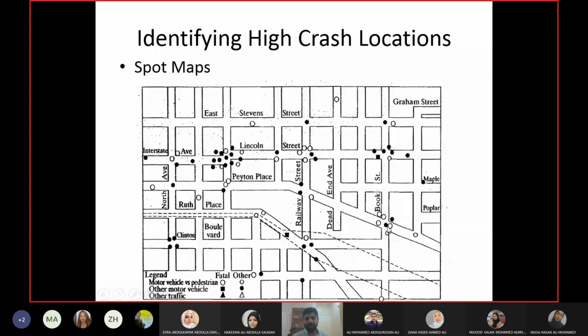Okay, so with just 4 or 5 minutes of analysis, I have come to the conclusion that this one is the most dangerous site in terms of severity. It didn't take me too long. So working with a spot map is a very convenient approach for identifying the high crash locations.